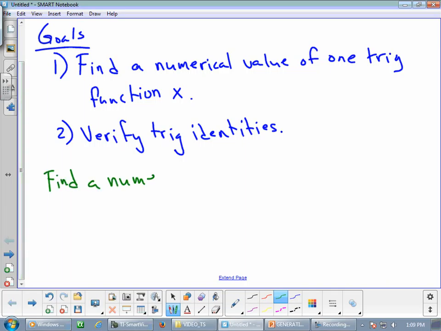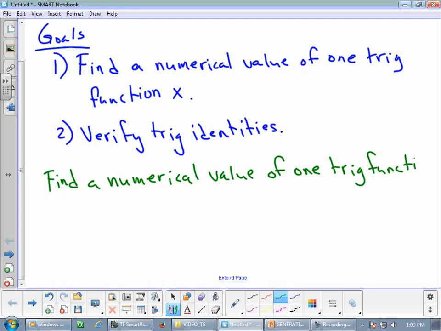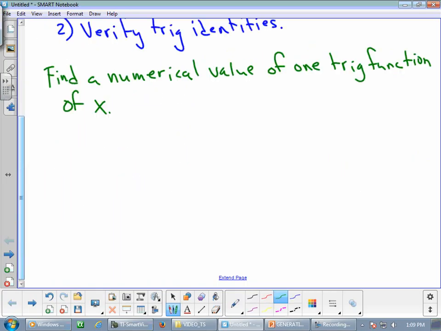Find a numerical value of one trig function of x, or of the variable, whatever that variable might be, we'll use x. Example 1. Cotangent of x divided by cosine of x is equal to 2.